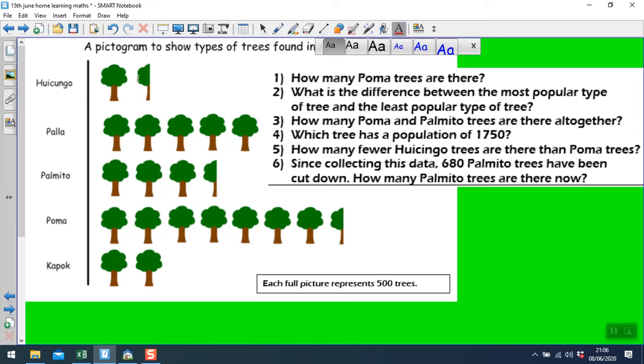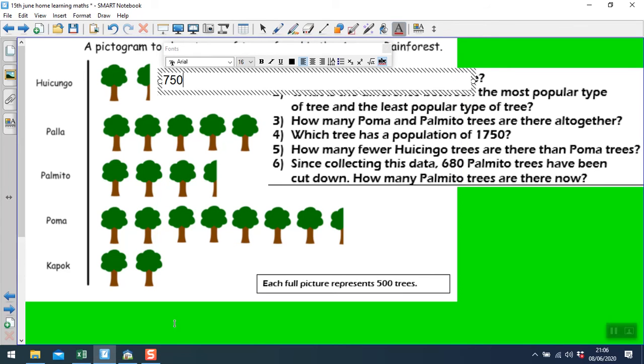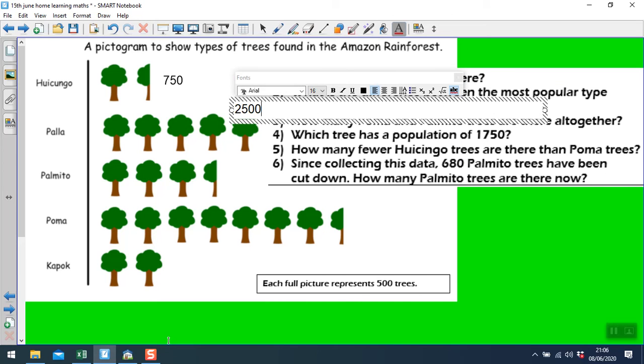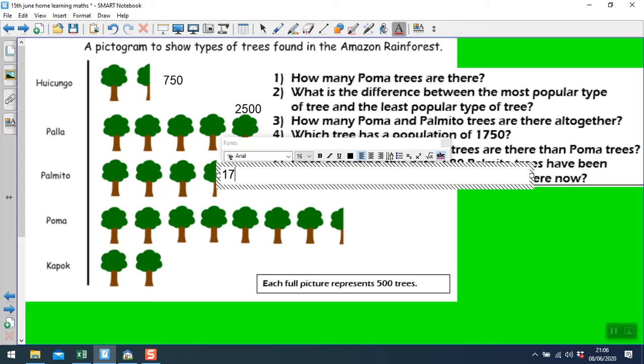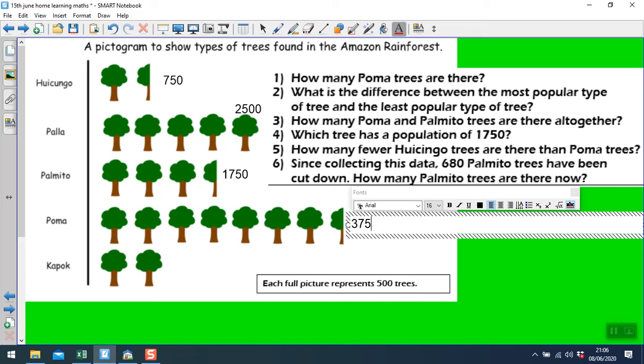So what I need to know is half of a tree, so that's 250. So I've got 500 plus 250, and that's 750. I've got 500, 1,000, 1,500, 2,000, 2,500. Palmito, 500, 1,000, 1,500 plus 250 is 1,750. The poma, 500, 1,000, 1,500, 2,000, 2,500, 3,000, 3,500 plus 250 is 3,750.